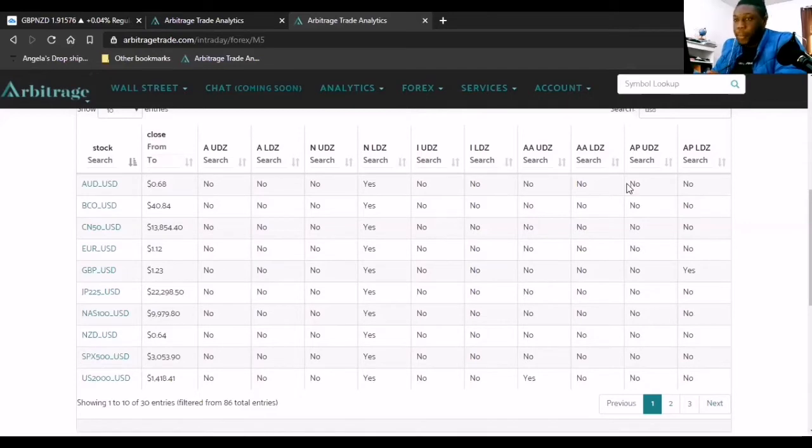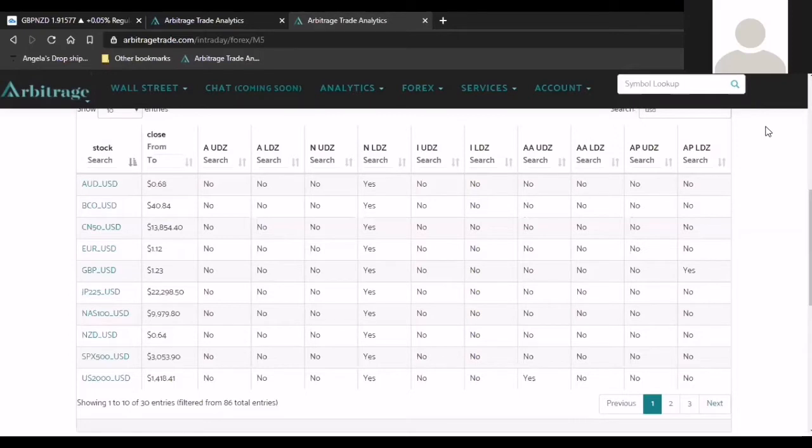So, going through here, no, yes. We have a yes on GBP/USD on the lower danger zone. That is what I like to see. So GU, let me get a different pen. I have a whole lot of pens and markers right here.